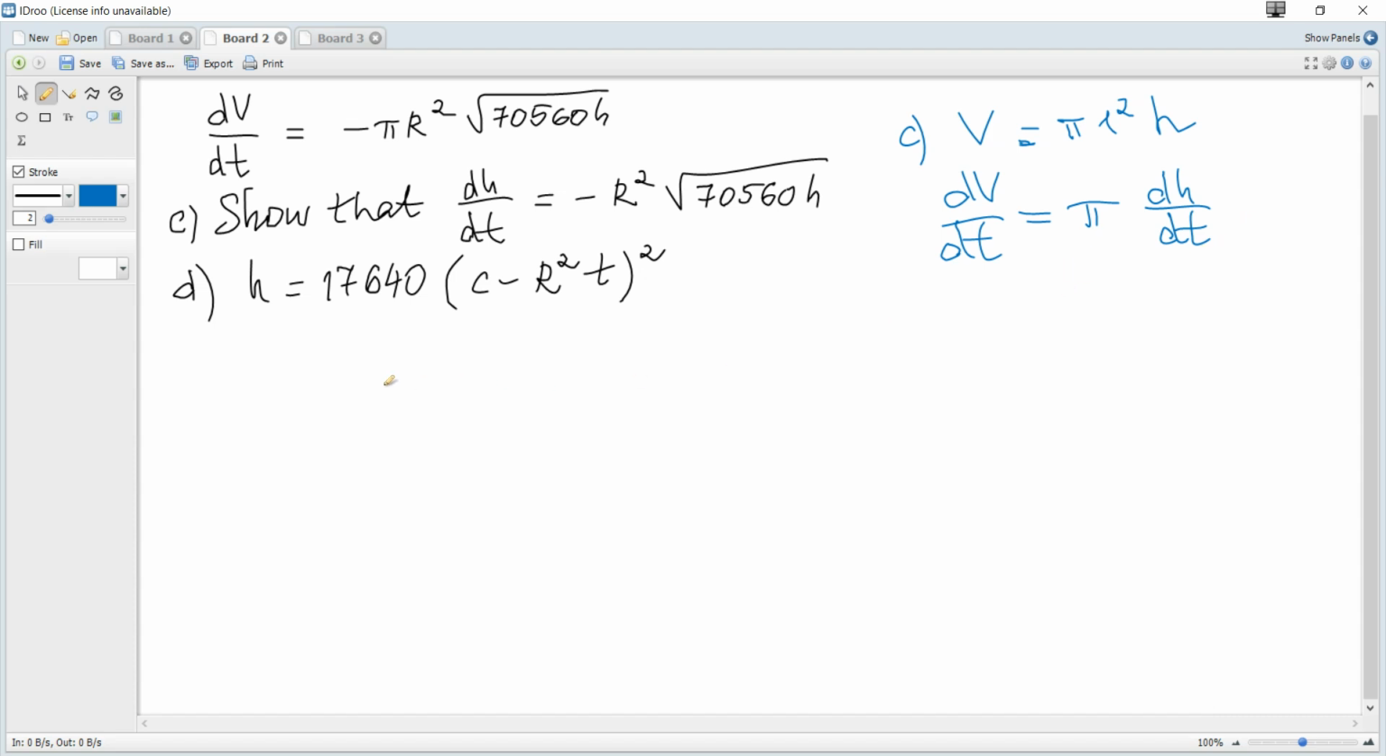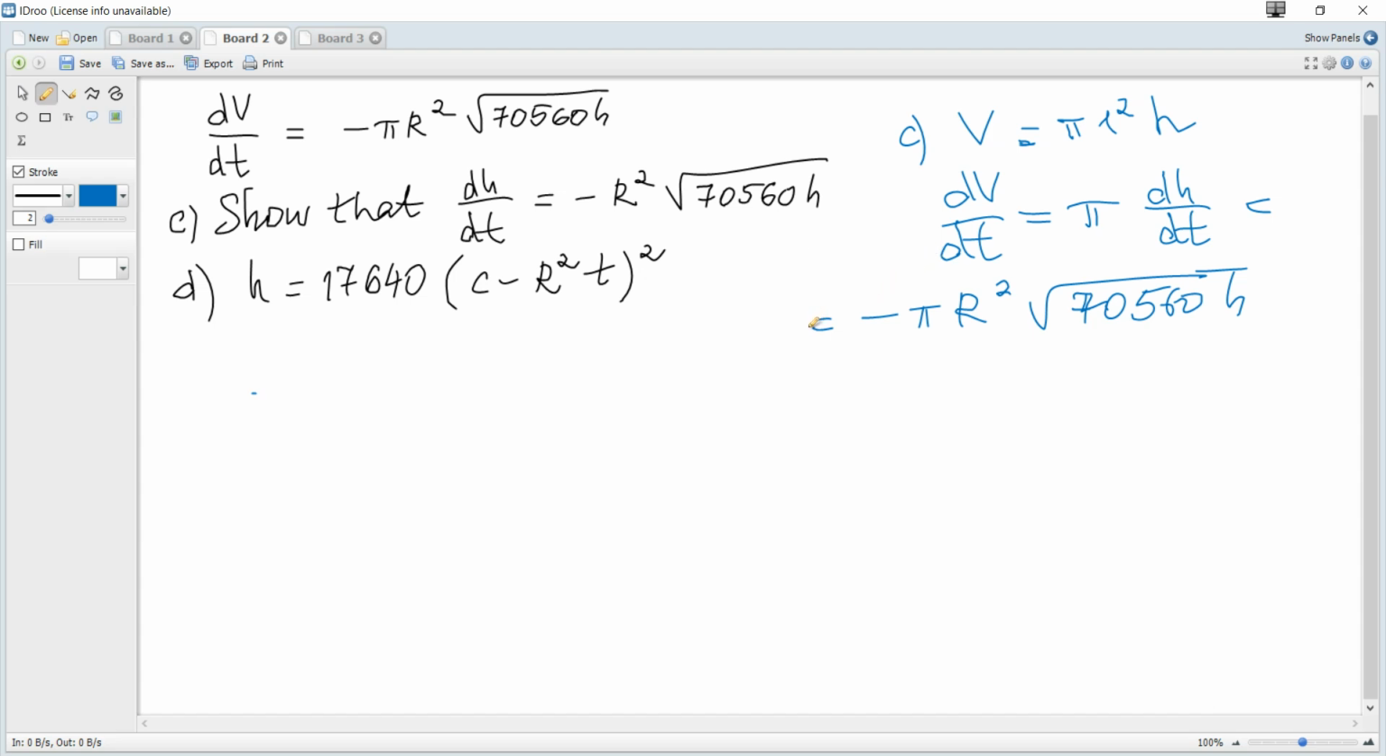Then dV over dt is equal to, we can actually continue, negative pi R squared root h, and then you can see that pi cancels and we get that dh over dt is equal to this, as required.